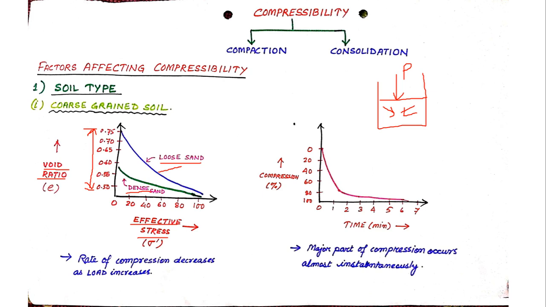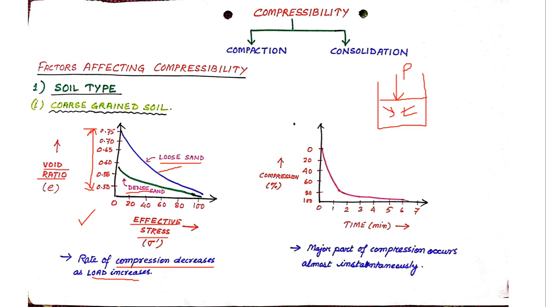So the major conclusion from this curve is that with the increase in loading, compression decreases, and the compression of coarse grain soil is less. The void ratio range over which it is getting compressed is very small. Now let's move on to the second curve.